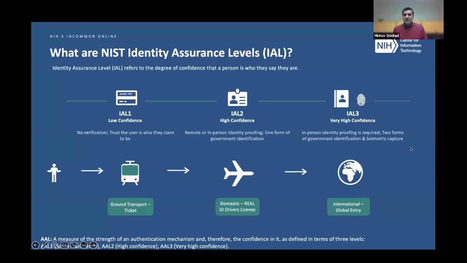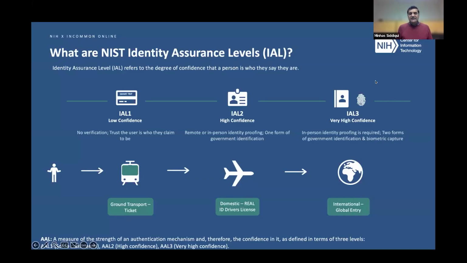IAL3 is the highest level of identity assurance. It requires in-person identity proofing, two forms of government ID, and biometric capture, and is reserved for very high risk or sensitive scenarios. Example, the Global Entry Program is a helpful real-world analogy. It supports international travel with the highest trust.